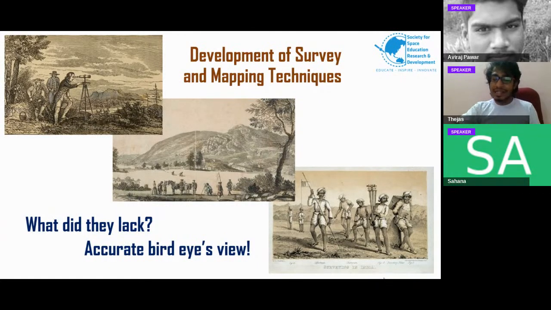So transferring this data into documents, though we used to use mathematics and geometric angles and get very much right with respect to all these plottings, they weren't very accurate. So an accurate bird's eye view is what was lacking with respect to the survey and mapping techniques that we used to have in the 16th, 17th, and 18th century. So it continued up till the 19th century until satellites took over in the mid 20th century with the launch of Sputnik 1.